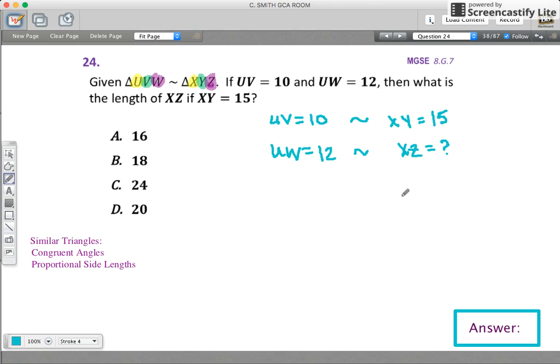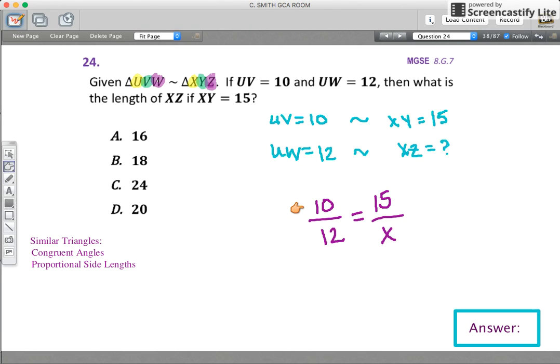So what we can do is we can set up a proportion to help us to solve this. You can set this up however it makes you the most comfortable, but to me, it looks like it would be pretty simple for us to go ahead and just set up our numbers exactly the way we've got them written down here. So I'm going to say 10 over 12 equals 15 over our unknown, or x, okay?